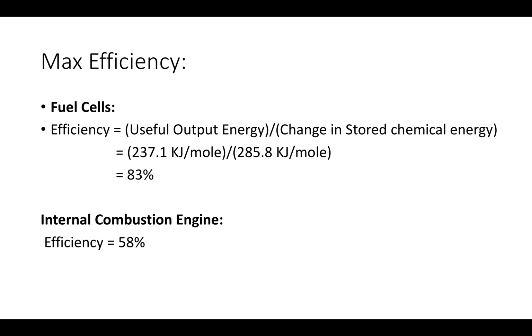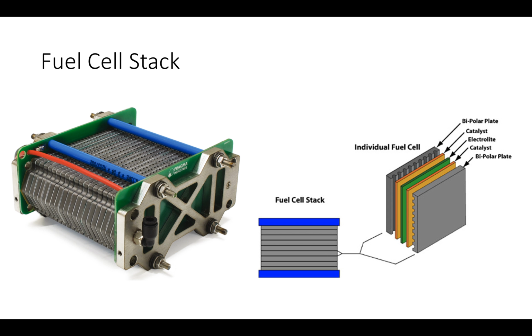So here you can see some values from research we've found on these fuel cells, and we've determined that the maximum theoretical efficiency is 83% versus an efficiency of 58% for internal combustion engines. And in reality, it's actually more about 25% efficiency for combustion engines and 40 to 60% for fuel cells.